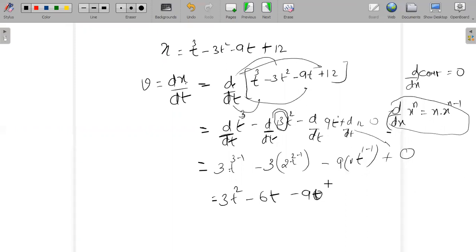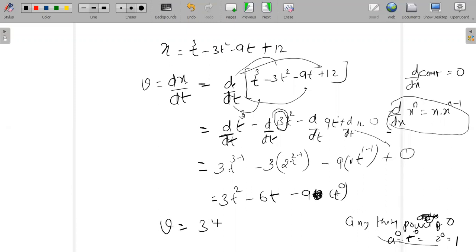This is t to the power of 0. Anything to the power of 0, that is nothing but a to the power of 0, t to the power of 0, is always equal to 1. So the answer finally will become v is equal to 3t square minus 6t minus 9 into this value, which is 1. Now we got the value of velocity.